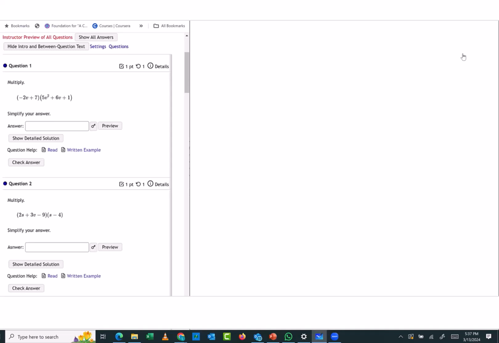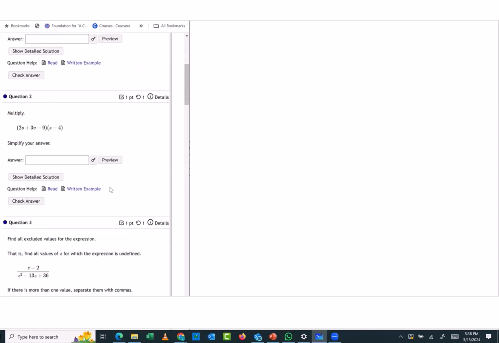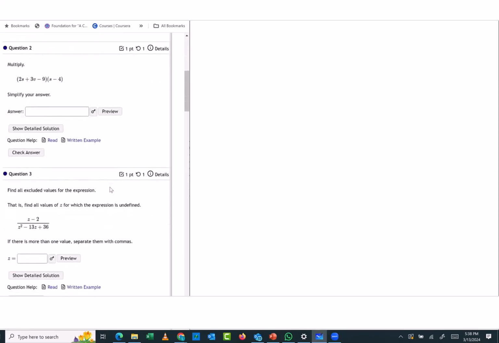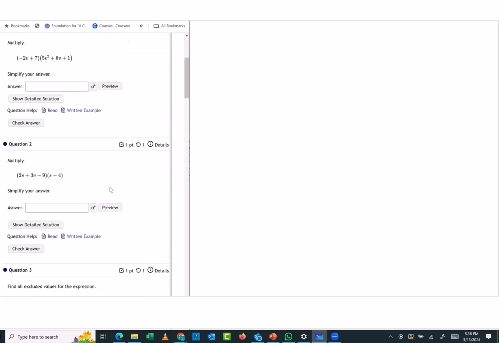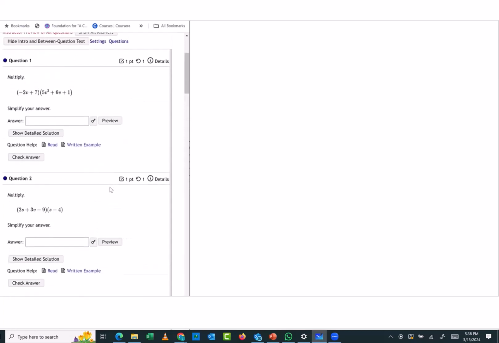Hi, everybody. Today we're going to talk about multiplying polynomials where it's more than a binomial times a binomial, and also simplifying and finding the domain of rational functions. So we will begin with number one.